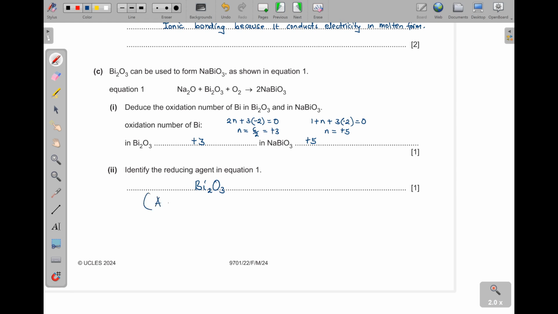Maybe to write something small here, I will say a reducing agent gets oxidized. In other words, its oxidation number increases. Okay? And you can see that the oxidation number of this one has increased to this one here.